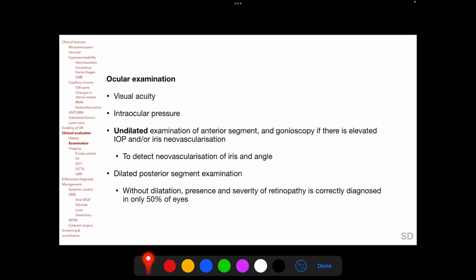Ocular examination includes recording visual acuity and intraocular pressure, and undilated examination of the anterior segment to detect neovascularization of the iris, along with gonioscopy if there is elevated intraocular pressure and/or iris neovascularization to detect angle neovascularization, and this is a very important but often omitted component of examination of diabetic patients. And finally, a dilated posterior segment examination, and it has been found that without dilatation, presence and severity of retinopathy is correctly diagnosed in only 50% of eyes.